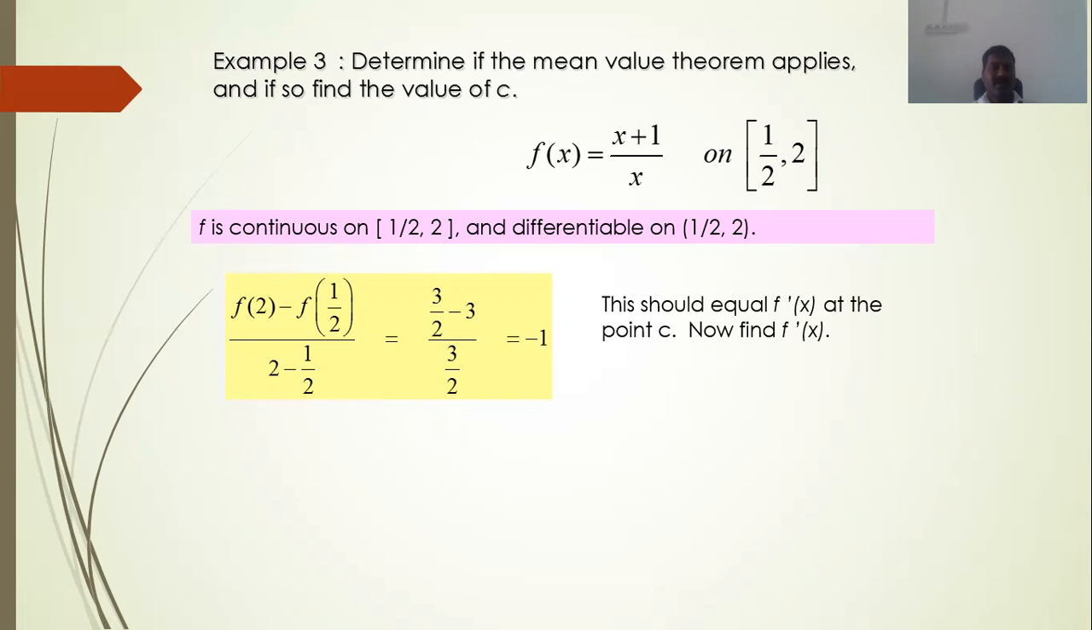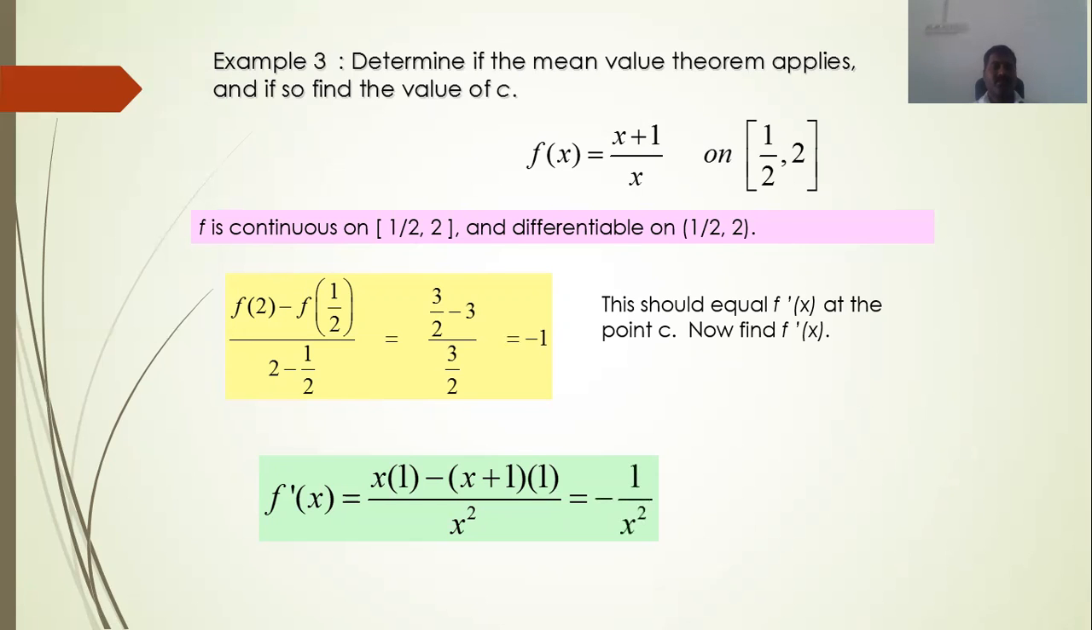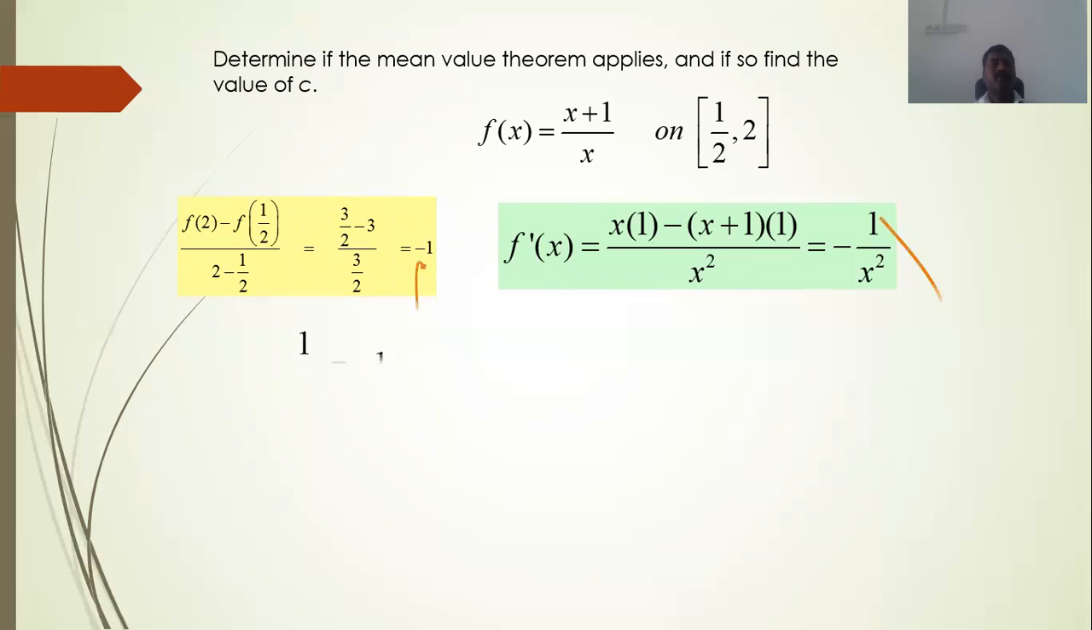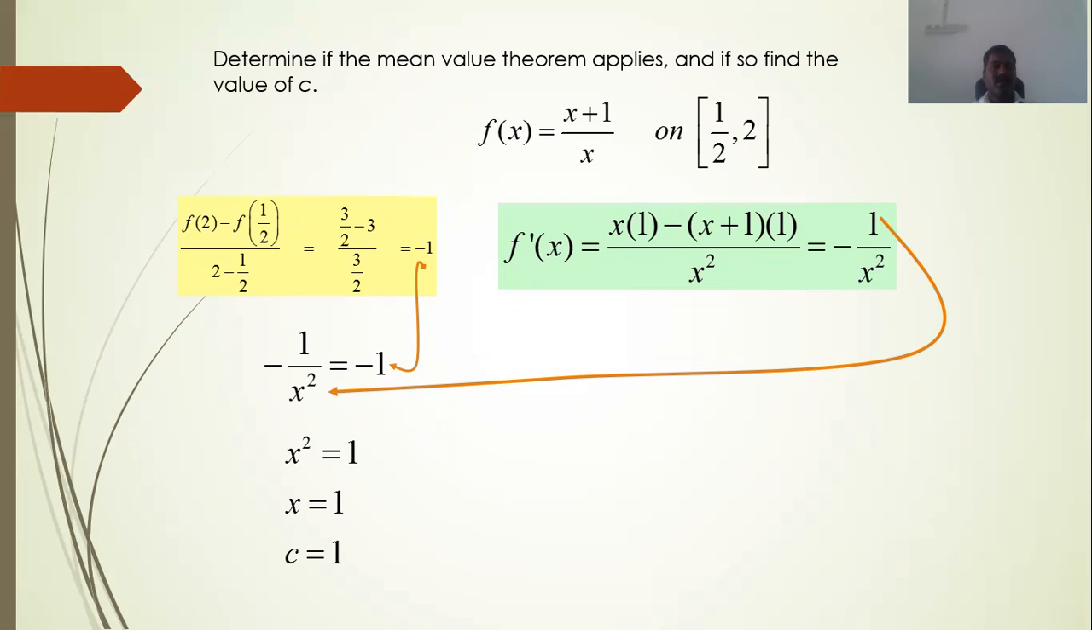They should be equal to f'(x) at the point x equal to c. Now what is f'(x)? By the u by v rule, it's 1 minus 1 by x squared, that equals minus 1 by x squared. Now equate both: minus 1 by x squared equals minus 1, which implies x squared equals 1, which implies x equals plus or minus 1, but minus 1 doesn't belong to our domain here. It is a half to 2, and so x equals plus 1, so c equals 1.